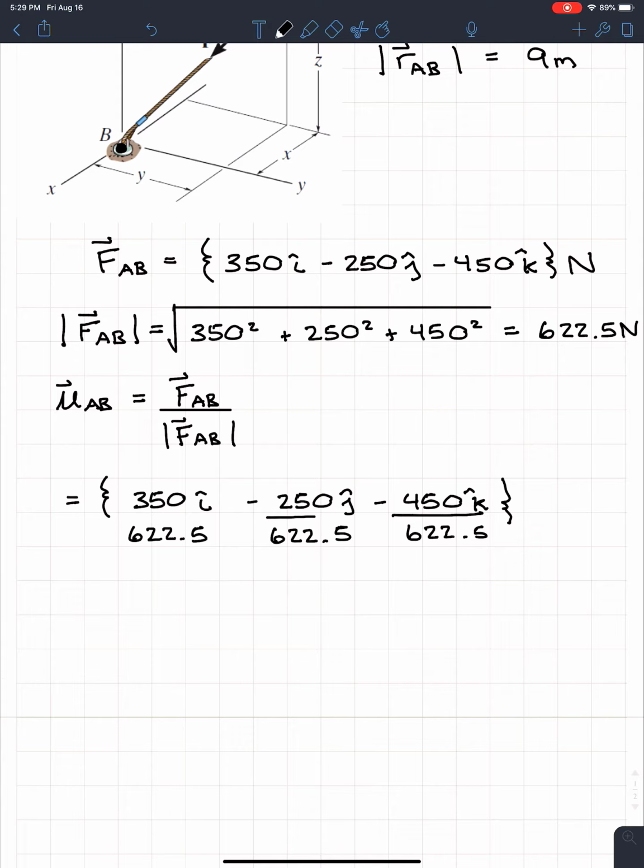And this is a unit vector, so it has no units. If you're wondering why, we have 350 newtons up top here. We divide by 622.5 newtons, so the newtons cancel. So that's why it has no units.